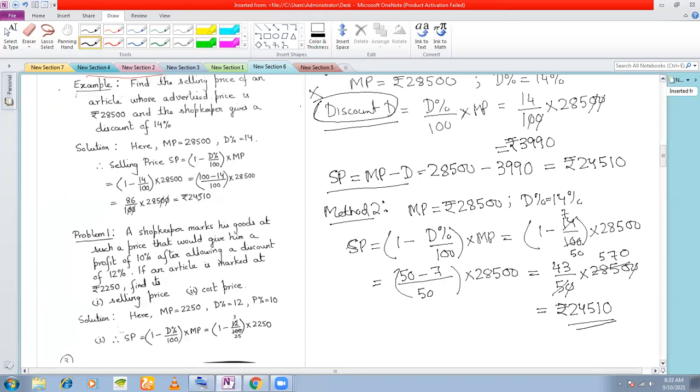See that, without even calculating the discount, I have calculated the selling price directly here. Here I first calculated the discount, then I calculated the selling price. Okay. That is the advantage.